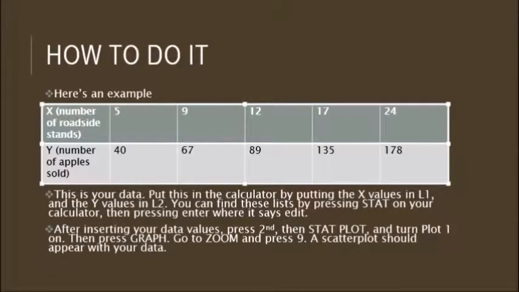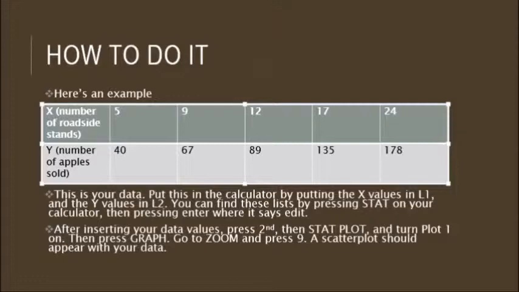We used the variable x as the number of roadside stands and y as the number of apples that were sold. And you can see the data on the table. And you put this in the calculator by putting the x values in L1 and the y values in L2. You can find these lists by pressing stat on your calculator, then pressing enter where it says edit.